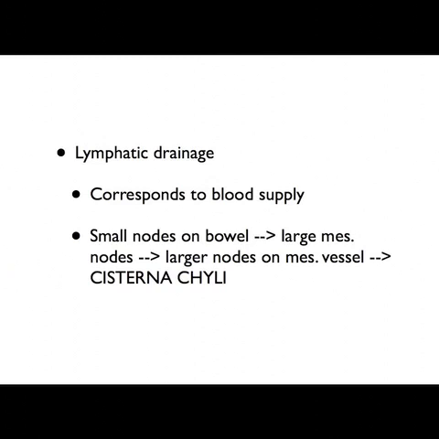Lymphatic drainage. This broadly corresponds to the blood supply, but on a basic level, there are very small nodes found throughout the bowel, and particularly around the bowel wall, and these drain into large mesenteric nodes, which then drain into even larger nodes on the particular mesenteric vessels, and then finally drain into the cisterna chyli. Of course, as you know, the cisterna chyli then forms the thoracic duct, which goes up and drains into the left subclavian vein.